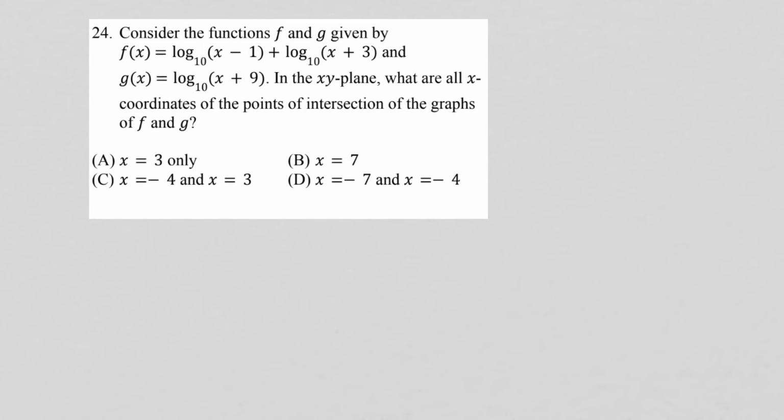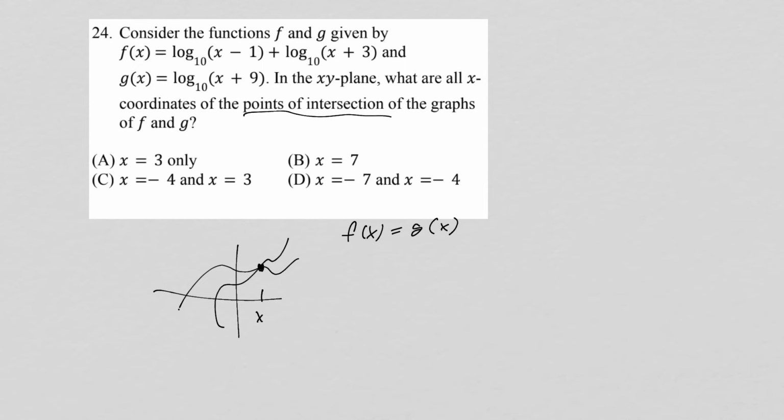Okay, we have logs, a lot of logs. What are all x-coordinates of intersections? So when you have two functions and they intersect, that would mean that f of x and g of x for that x value would be equivalent to each other. So when they say find the points of intersection, they're asking us to find the x's so that f of x equals g of x.